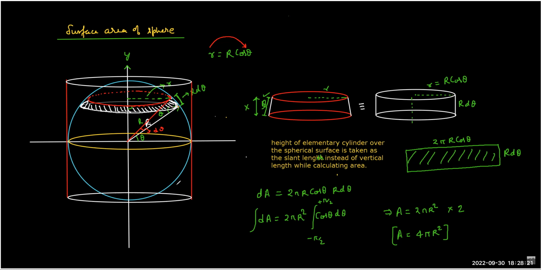So the curved surface area of the cylinder is how much? 2π r into L. L is how much? The height is? The height itself is 2r. So the curved surface area of this cylinder is how much? Perimeter 2π r into height, which is exactly the same answer.